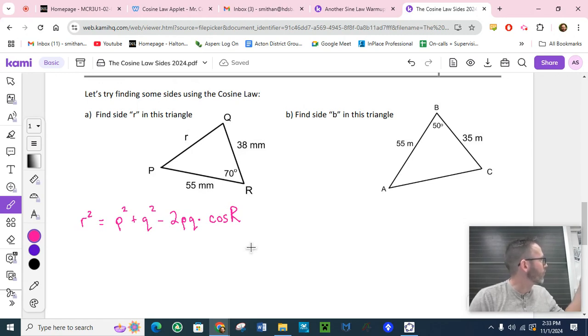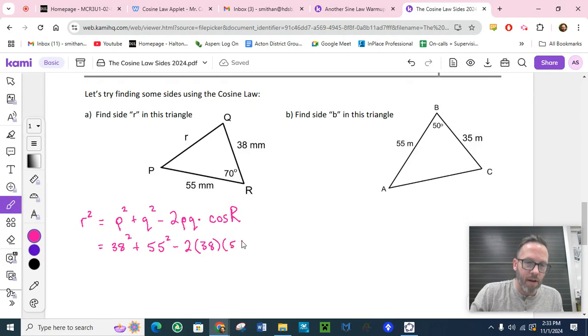So I think for the first two, we'll get a bit of practice setting it up. But then it's just kind of calculator work. Side P is 38, so 38 squared plus side Q, 55 squared, minus 2 times 38 times 55 times the cosine of 70 degrees.